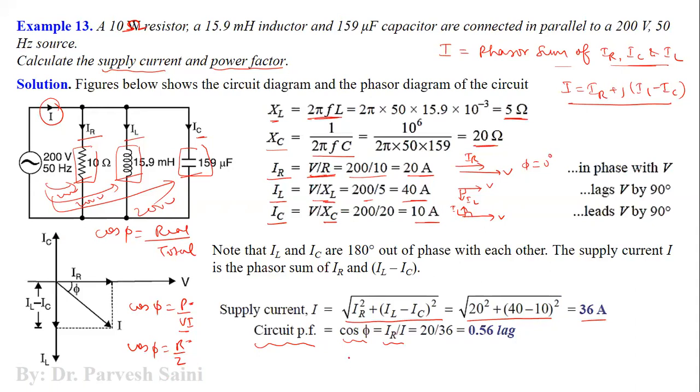So similarly, cos phi is equal to IR by I. So IR is the real part of the current, and I is the total current. So this is equal to 0.56 lagging. So the net current here is lagging the net voltage by 56. Means the power factor is a lagging power factor in this case, right?